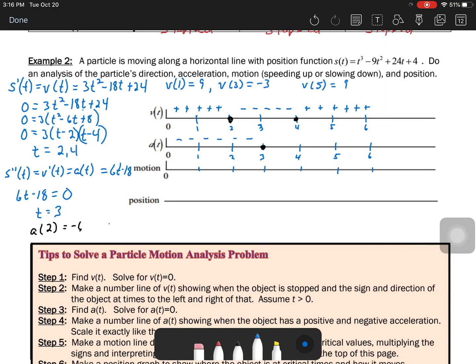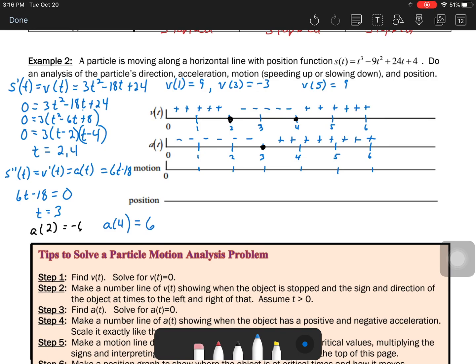Now if I test on the other side of 3, let's try a of 4 and see what happens there. I put a 4, that's 24 minus 18, that's going to be 6. So I get 6 there, and that's positive, so now I've got positive acceleration the rest of the way. It's only going to change that one time.